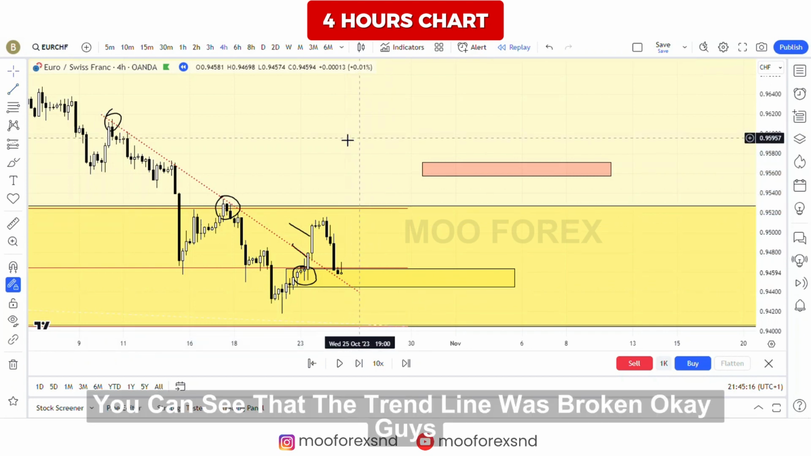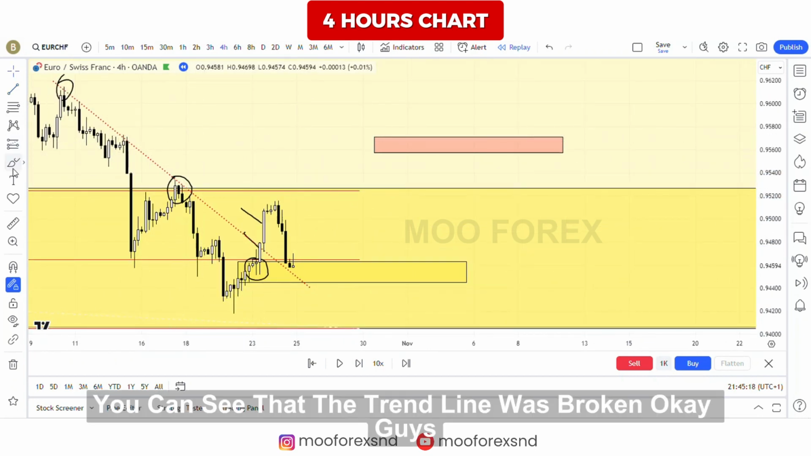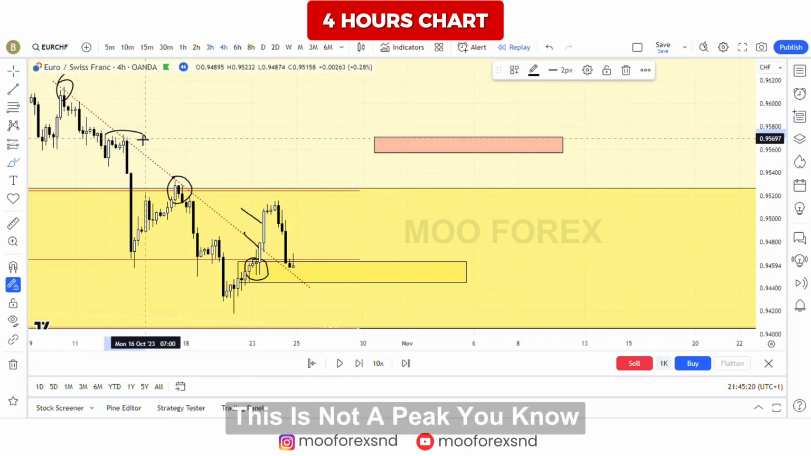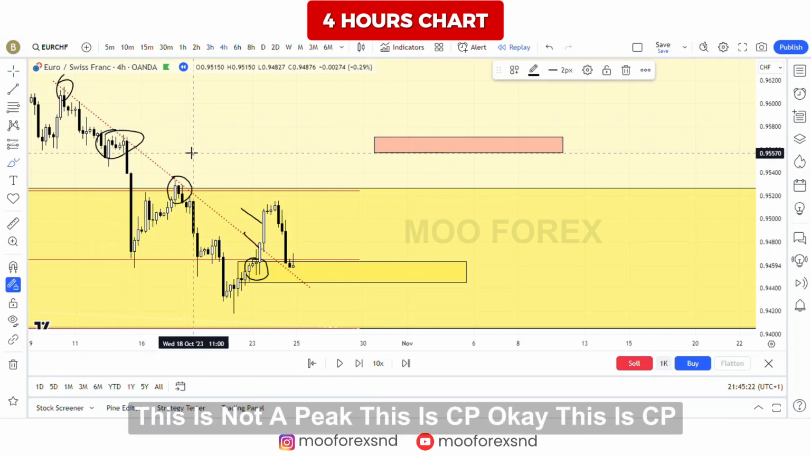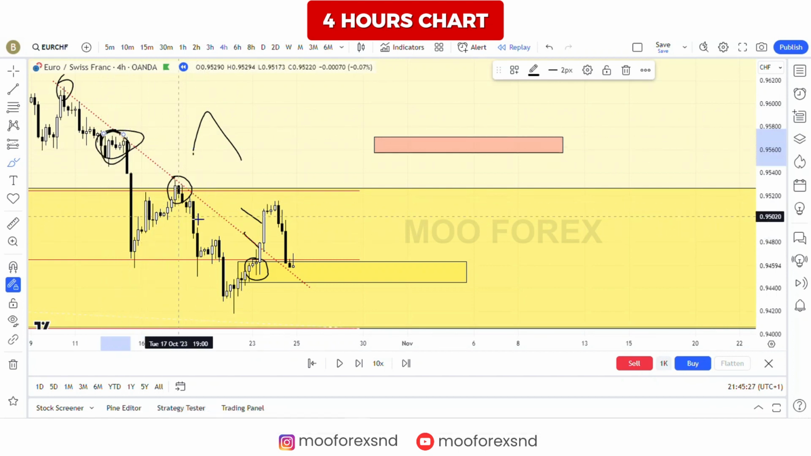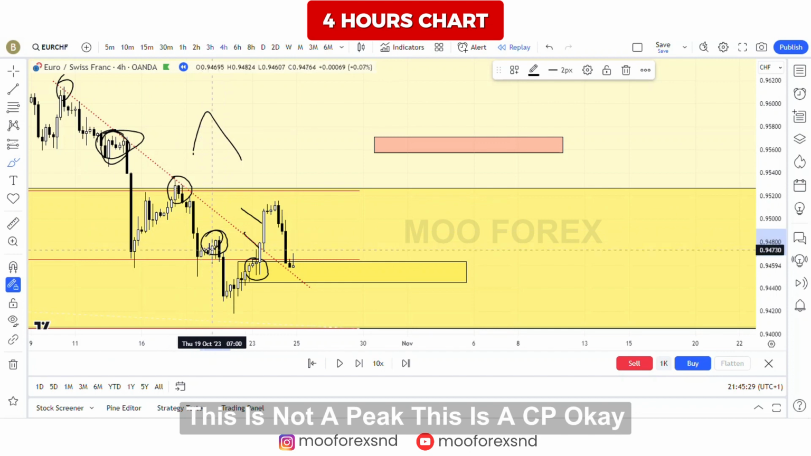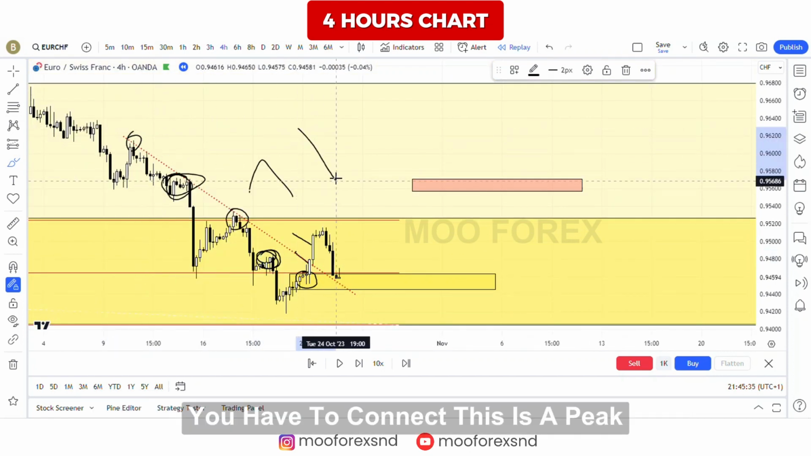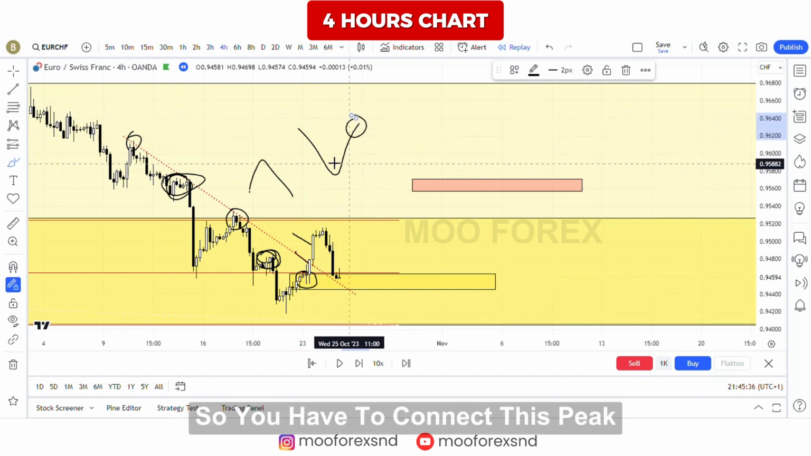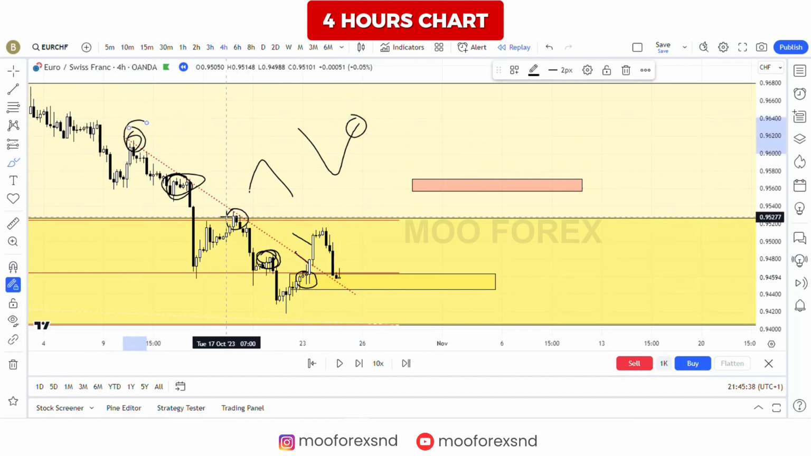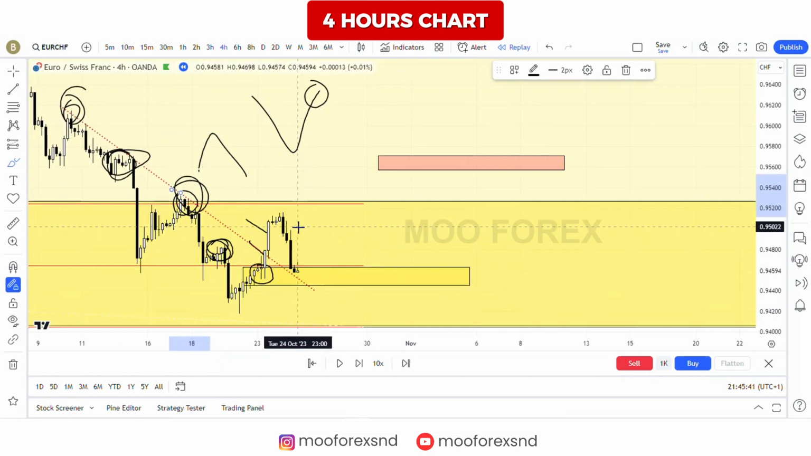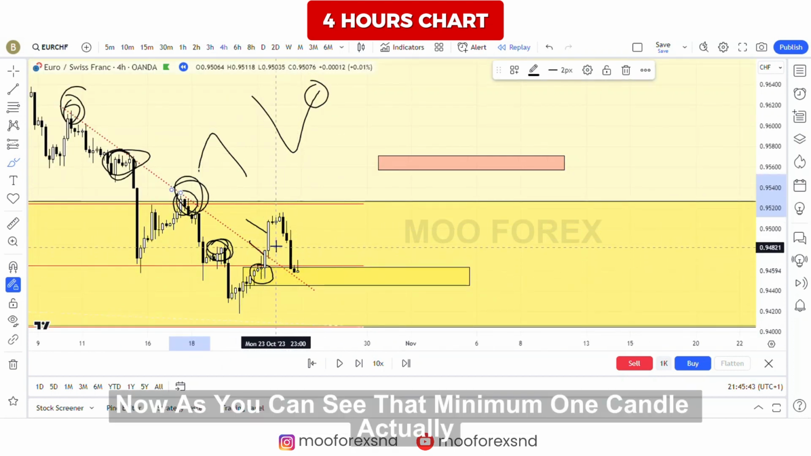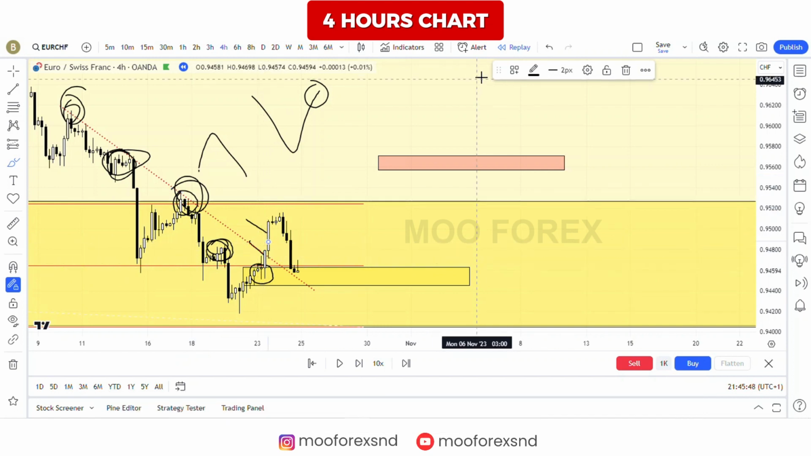You can see that the trend line was broken. Guys, this is not a peak, this is a CP. This is not a peak, this is a CP. So you cannot connect CPs, you have to connect peaks. This is a peak, so you have to connect this peak and this peak here. Now as you can see, a minimum of one candle is actually above.